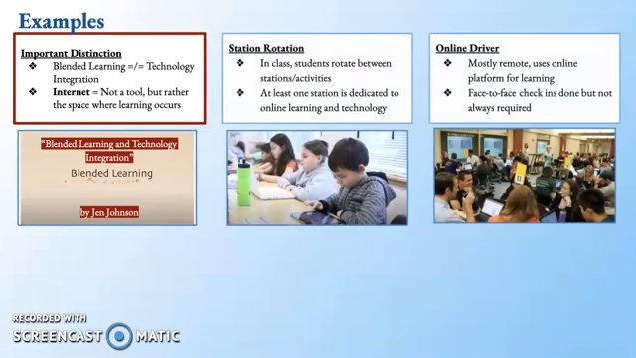Now moving on to the examples and approaches, there are a few. The first one is station rotation, where students rotate between stations and activities, and at least one station is dedicated to online learning. Students at Spanaway Elementary School use this type of approach. In small groups, they rotate between doing something with the teacher, working independently, and practicing math on the computer.